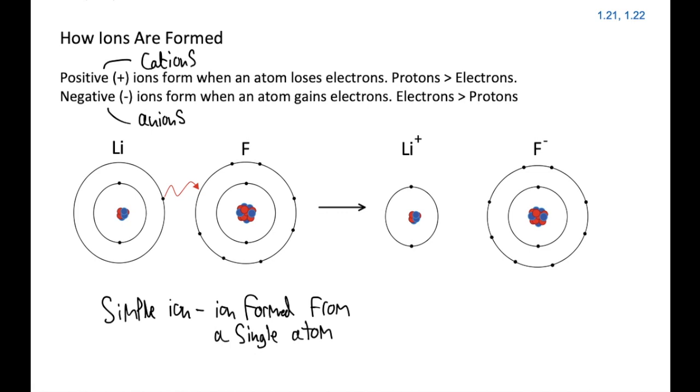Now you'll hopefully have noticed that after the electron transfer, both ions have full outer shells. And this is something which makes ions stable. In general, a particle, whether it be an atom or an ion, is much more stable with a full outer shell. And I actually briefly mentioned this when talking about the very stable group 0 elements, which all have full outer shells.